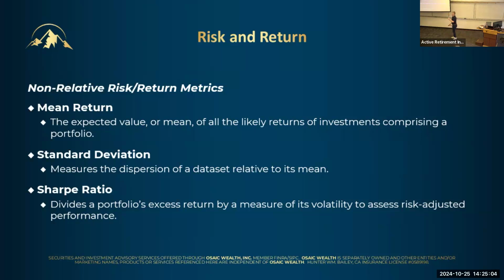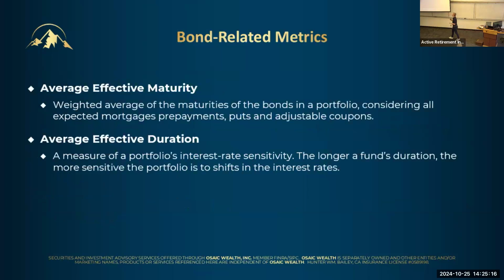Sharpe ratio, basically like alpha, but instead of using a relative measure, we were using just the volatility of the asset. So based on the standard deviation, how much better did we do than if it was just due to standard deviation? And then we talked about some bond-related stuff.